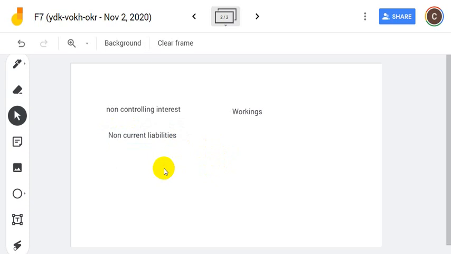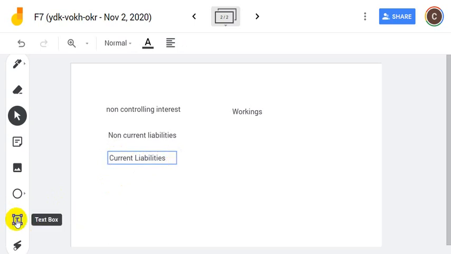The non-current liabilities, again, you get 100% for the parent, 100% for the subsidiary to give you a total. Then you have another heading, current liabilities. Under the current liabilities, you are going to have payables.